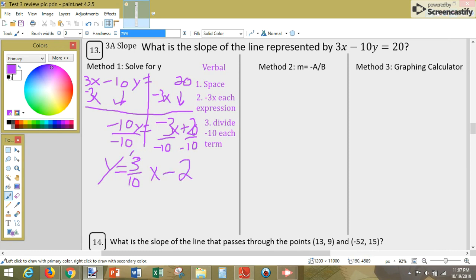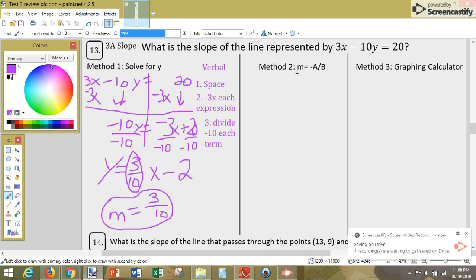The slope is what's in front of the x because it's in y equals form, and we know that y equals mx plus b, so the m is 3/10. So slope is 3/10. So that's method 1.